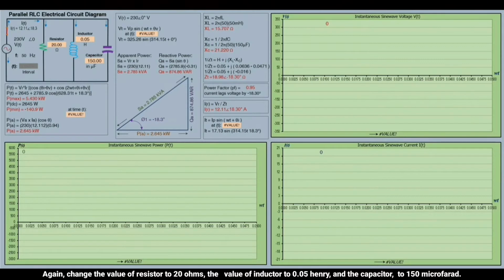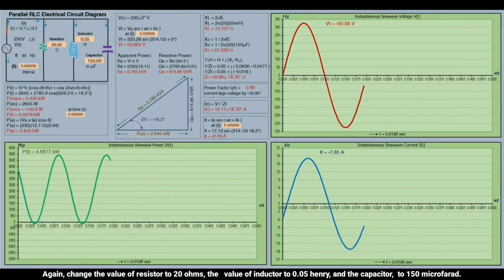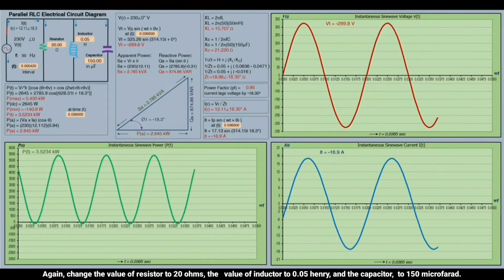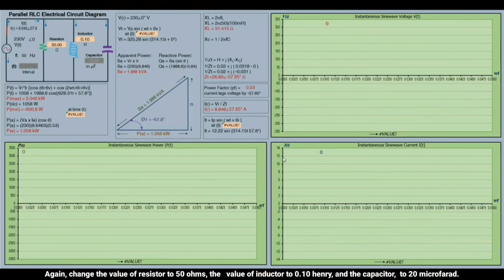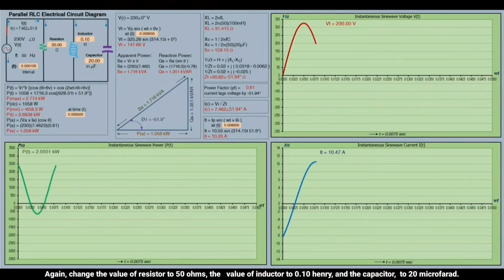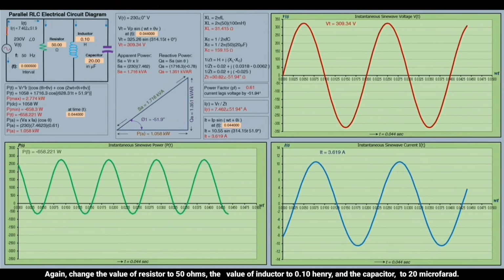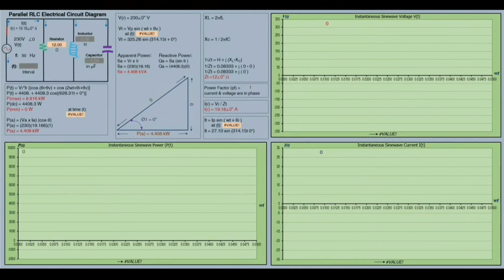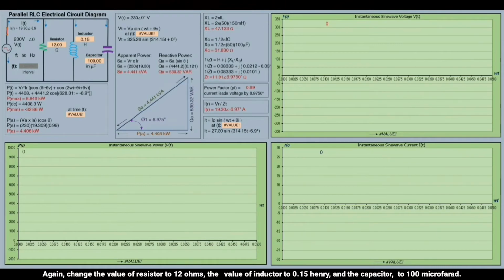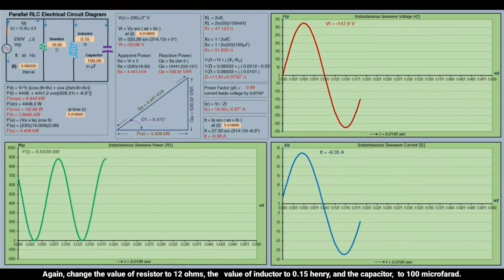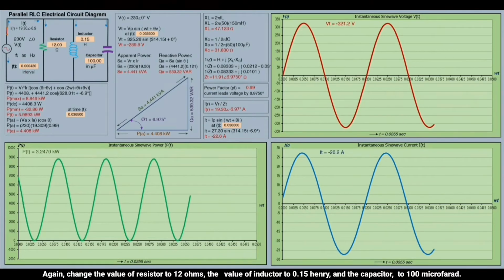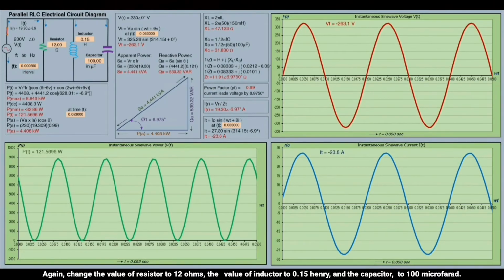Again, change the value of resistor to 20 ohms, the value of inductor to 0.05 Henry, and the capacitor to 150 microfarad only. Again, change the value of resistor to 50 ohms, the value of inductor to 0.10 Henry, and the capacitor to 20 microfarad only. Change the value of resistor to 12 ohms, the value of inductor to 0.15 Henry, and the capacitor to 100 microfarad only.